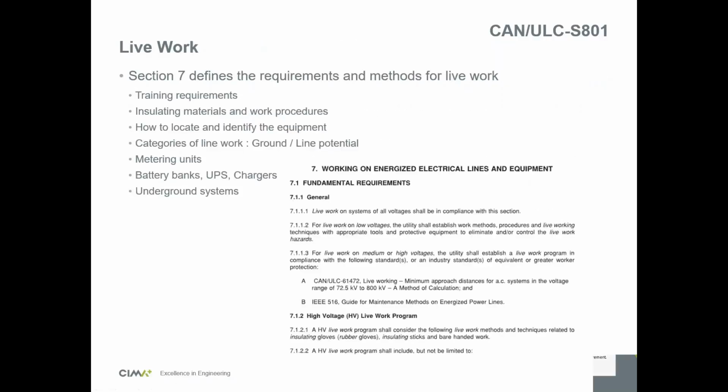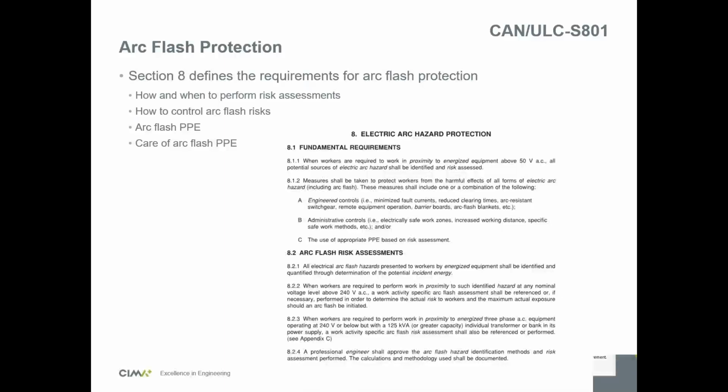Then section 7 defines live work. So it says the training requirements before performing live work, how to use insulating materials and work procedures, how to locate and identify the equipment, how to categorize the line work, deal with ground and line potential, how to work on metering units, how to work on battery banks, UPSs, and chargers, and also how to work on underground versus aerial line systems.